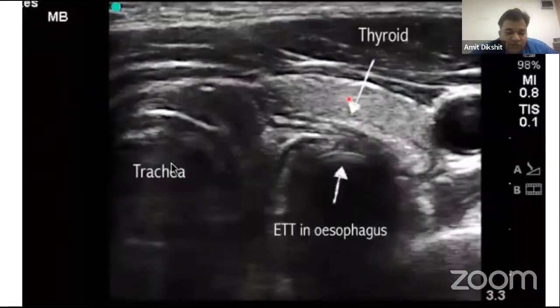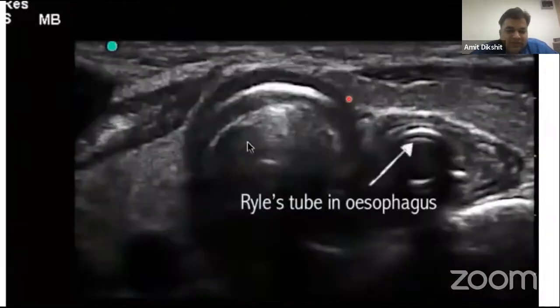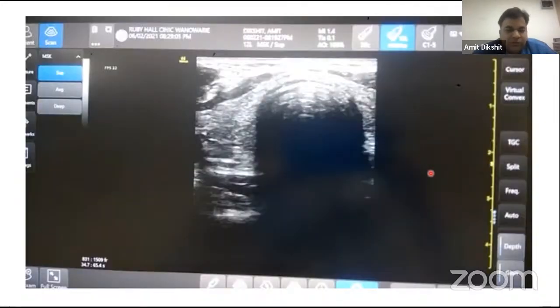If it has gone into the esophagus, I am sure that if you have seen it once, you will realize that you just cannot miss an ET tube in the esophagus. You can clearly see the Ryle's tube also. Sometimes the Ryle's tube is also a big challenge in oncosurgery theaters, where the Ryle's tube has gone. Just by placing the probe, we are very confident that yes, it is correctly in position and you can utilize it for feeding through the Ryle's tube. That's a big challenge, so confirmation is a good idea.